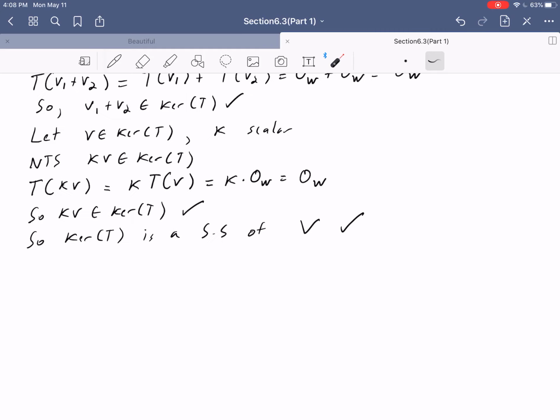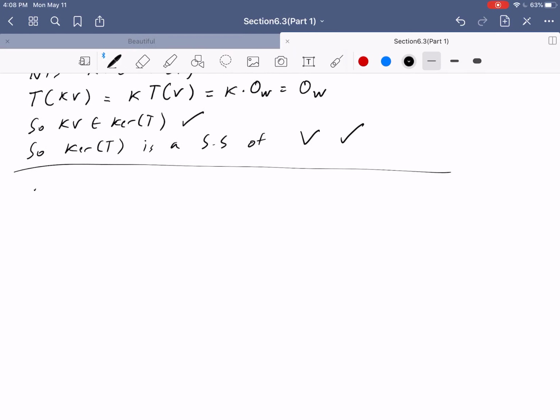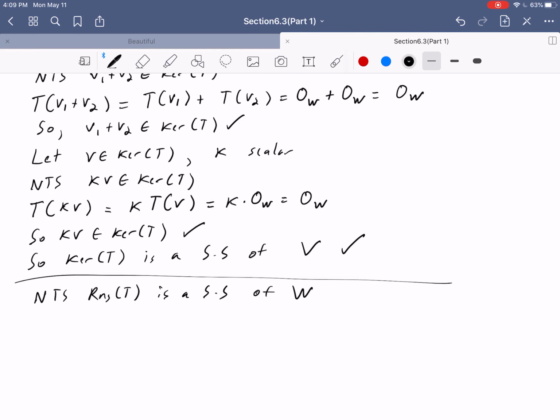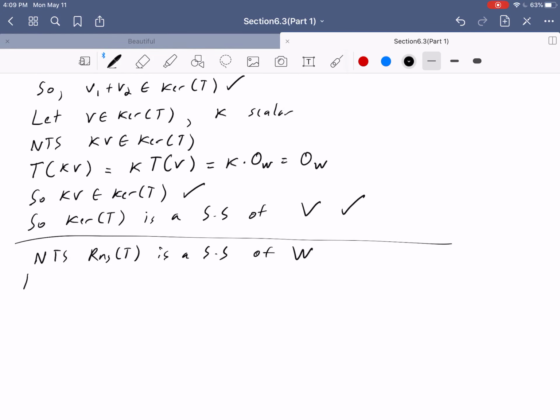So let's go ahead and see if we can do this. We're going to separate this because it's going to be a separate proof here. We need to show that the range of T is a subspace of W. So the first thing we need to do, just like we did up here, is show that it's closed under addition. So let W1 and W2 be elements of the range of T. We need to show that W1 plus W2 is an element of the range of T.